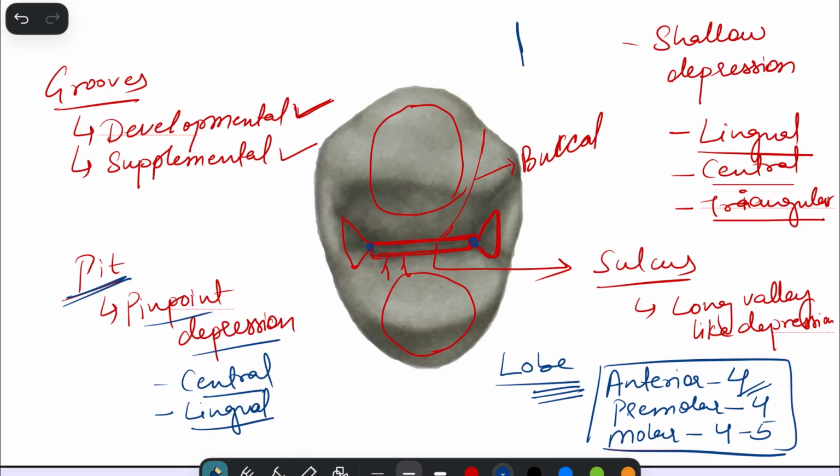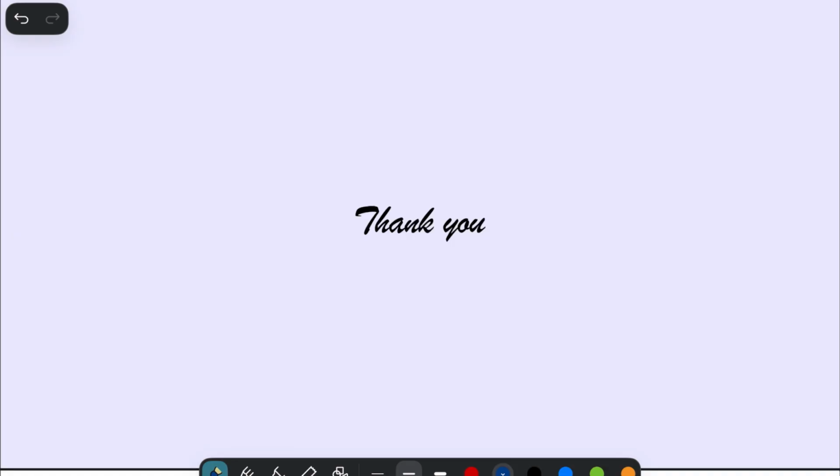On newly erupted incisors, you will find something like this, right? So these are called mamelons, and these mamelons represent the developmental lobes. Okay, so that was all about the tooth anatomy.